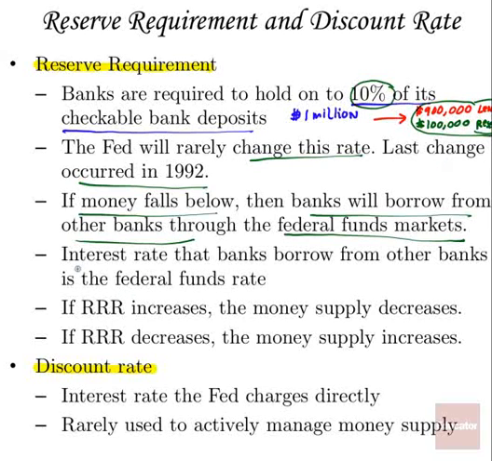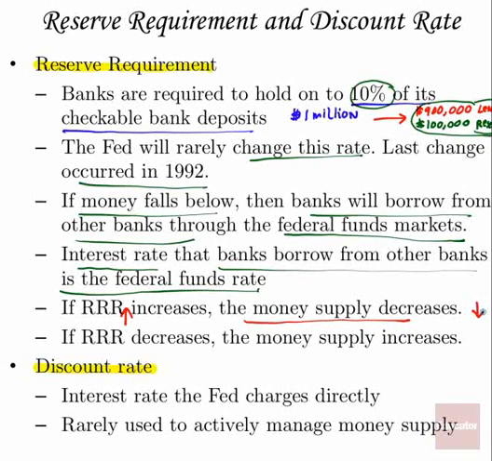So the interest rate that banks borrow from other banks is the federal funds rate. And just, again, as a general mnemonic, or as a general rule of thumb, if the reserve ratio increases, then the money supply is going to decrease. That makes sense because the money supply has been constricted. Conversely, if the reserve ratio decreases, so banks have to hold on to less percentage, then the money supply is going to increase. That makes sense.